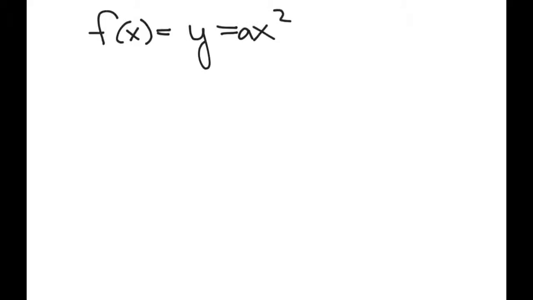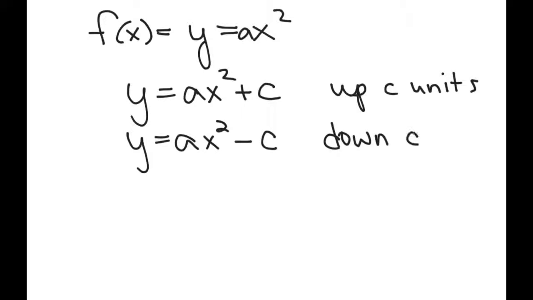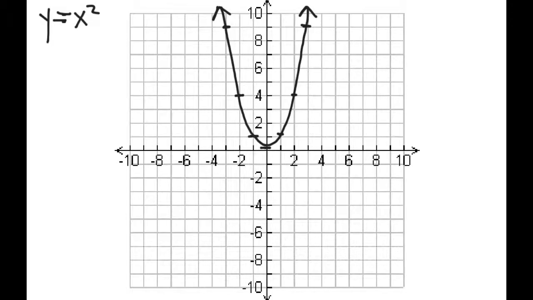All right, let's summarize. When your original function, by the way, f of x is the same as y, we'll call that ax squared. If you add a value to the original function, we'll call it c, it's going to move the graph up c units. And if you subtract a value from the original function, it appears to move it down c units. So now we've moved the graph up and down. The only thing we haven't talked about yet is how do you move the graph left and right.